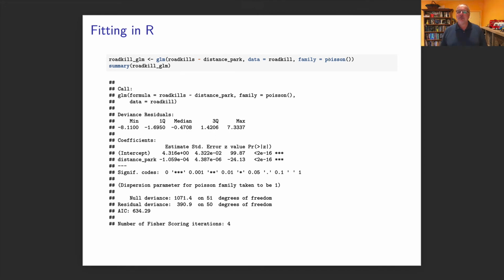And this time we go family equals Poisson. And then we look at our summary again. We ask the question, is the distance to the park a significant predictor? Here's our p-value, very, very small. So yes, it's a significant predictor. We could always look at our residual deviance. You can see this is quite large.